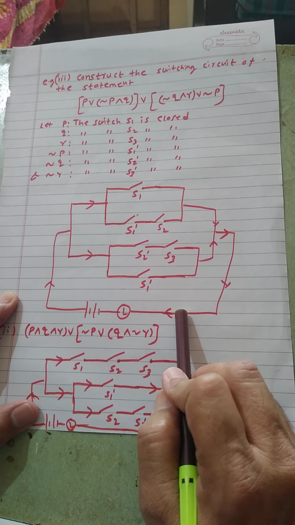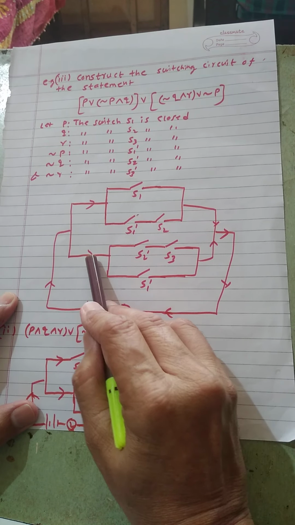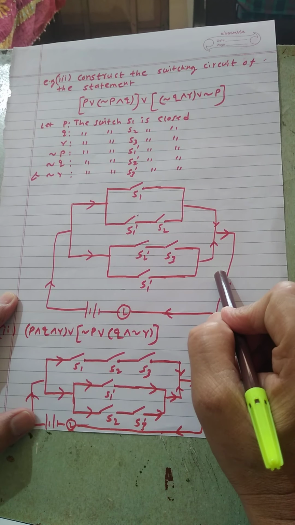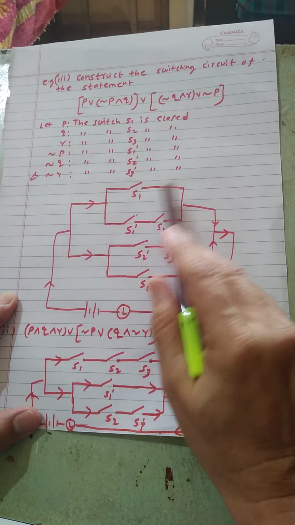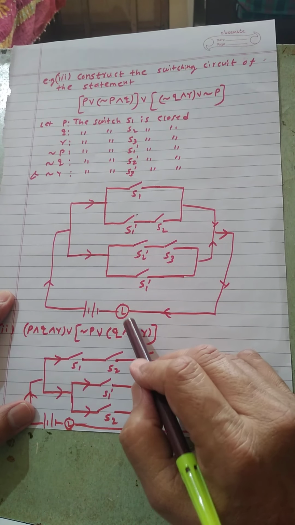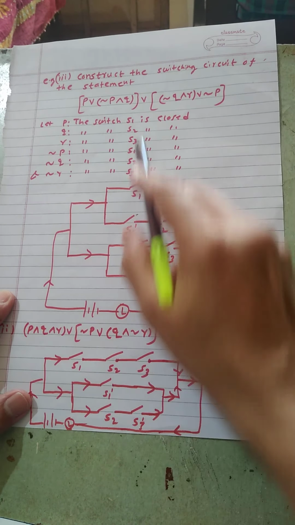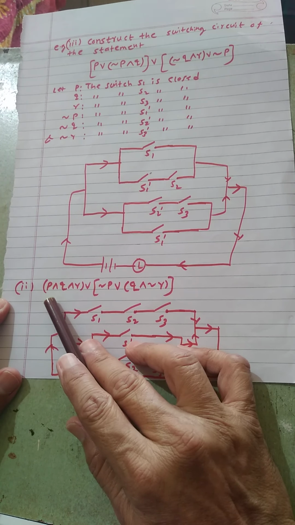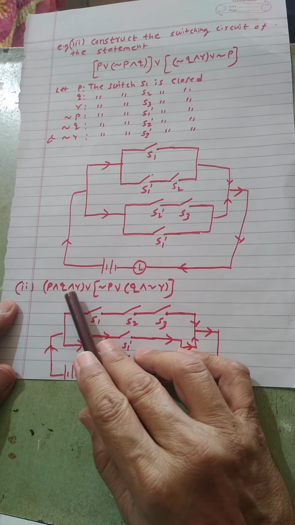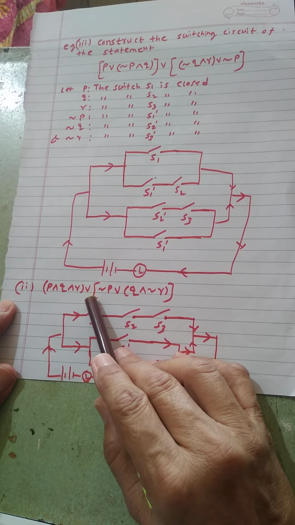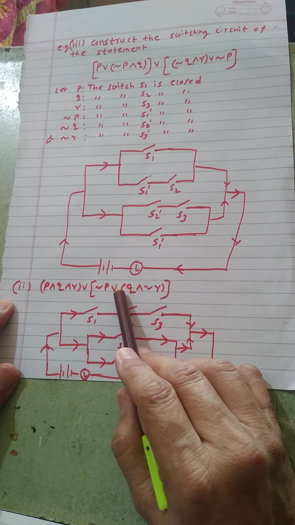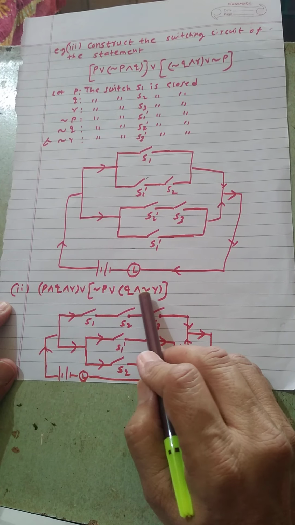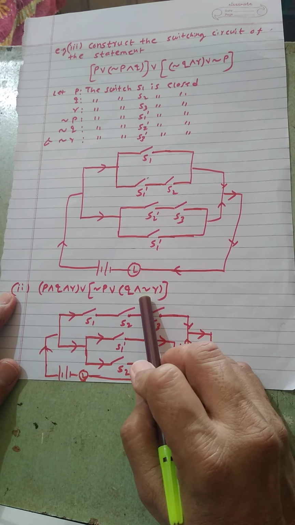While drawing the diagram, the direction of current is very important. You have to show the direction of current, the switches and the lamp L. One mark for one equation. Second example: the equation given is (P AND Q AND R) OR second bracket (negation P OR (Q AND negation R)).